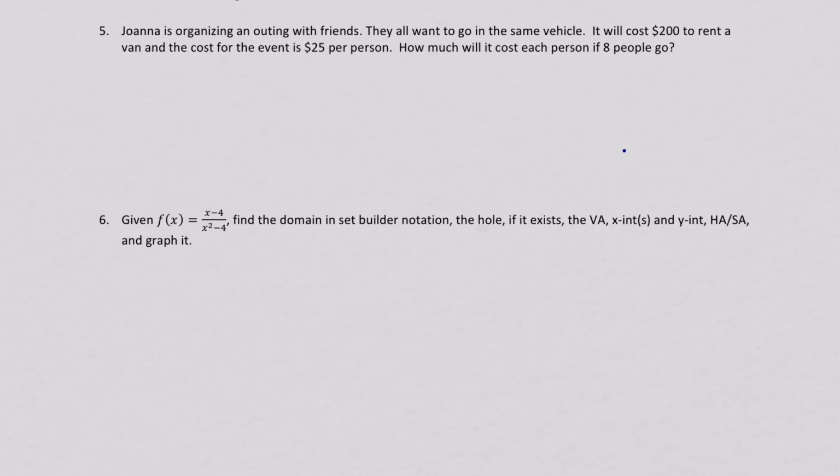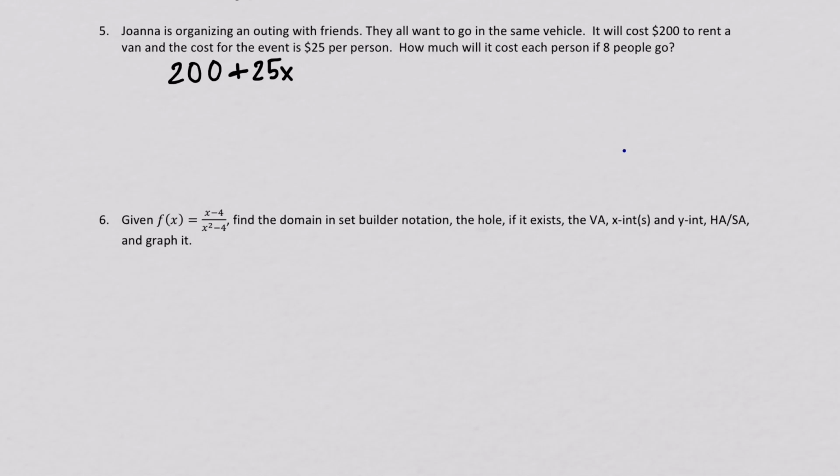All right, so let's set this up. It's going to be $200 to rent the van. That doesn't matter how many people go. It's going to be $200. And then, in addition to that, you've got to pay $25 per person. Let's call the number of people x. So plus 25x. That's the total cost. And how much will it cost each person if 8 people go?